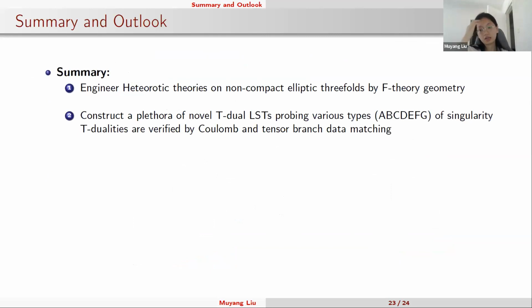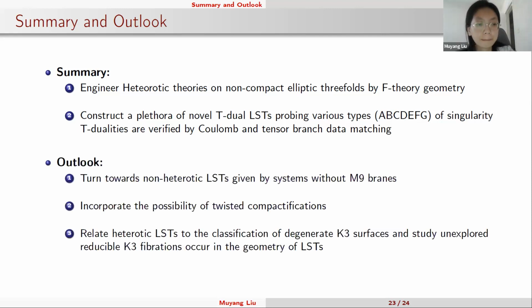At the end of the day, I wish that my talk regarding the geometric dictionary between the 6D heterotic little string theories and the F-theory geometries gives you an idea about the geometric engineering technique we used here. We managed to construct many types of little string theory, which probe various types, namely all types, of singularity, not just the simply-laced, but also non-simply-laced. And the T-duality was verified by the matching of the Coulomb branch and tensor branch data.